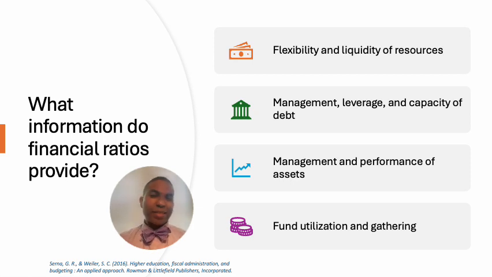So let's start with a basic question. What kind of information can you get from financial ratios? Well, I'm glad you asked. First, you can get information about liquidity and flexibility of the resources that an institution has. Second, you can get information about leverage, capacity, and management of a college's debt. You can get information about the performance and management of the assets of that college. And you can get information about how an institution accumulates and utilizes the funds that they have.